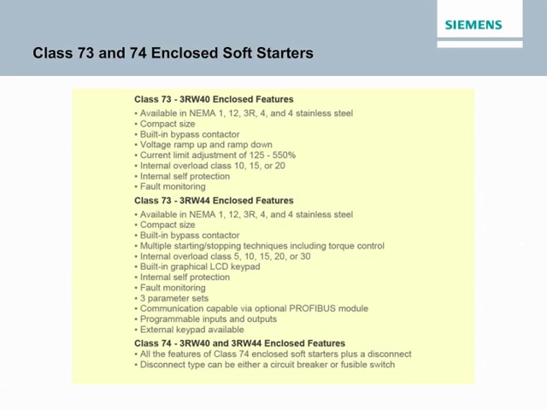Class 74 includes all of the features of Class 73, but in a combination style design. Standard options are either a circuit breaker or fusible disconnect, providing short circuit protection and soft starting in one package.